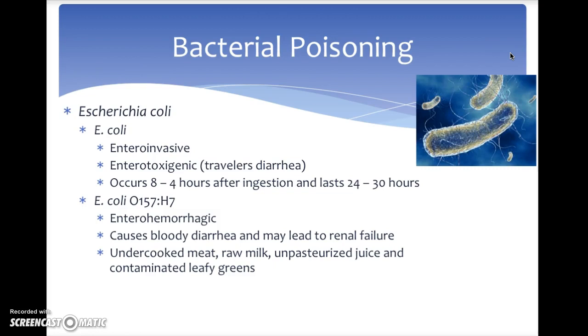The other one, the E. coli O157:H7, is an enterohemorrhagic type of E. coli. And that is because it significantly destroys the internal organs of the body. So it can cause bloody diarrhea. In real severe cases, it may cause kidney failure. And it's really become kind of media friendly because it has caused significant deaths due to people consuming undercooked ground beef or even raw milk.